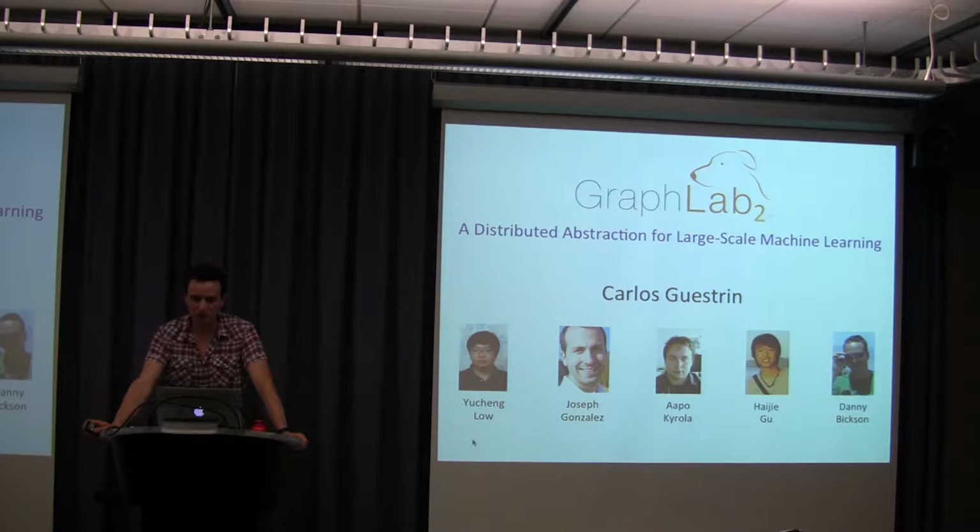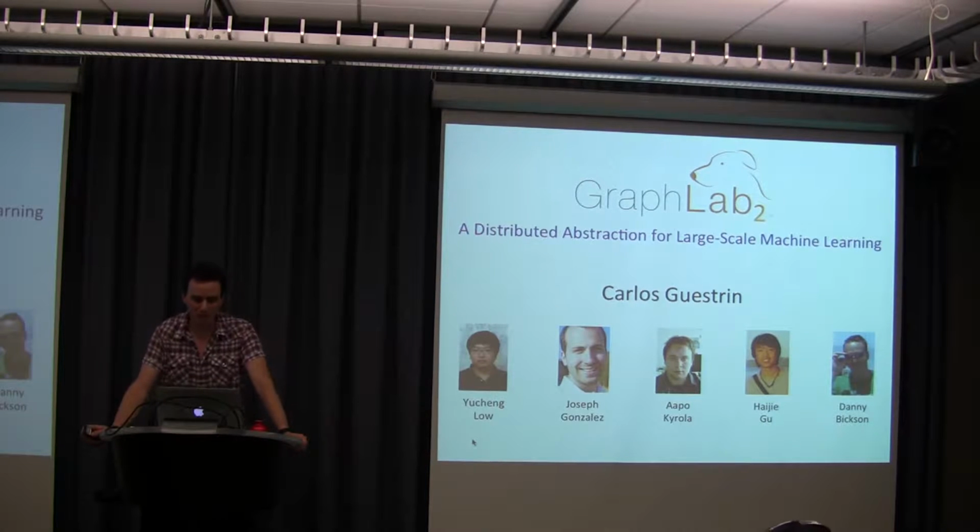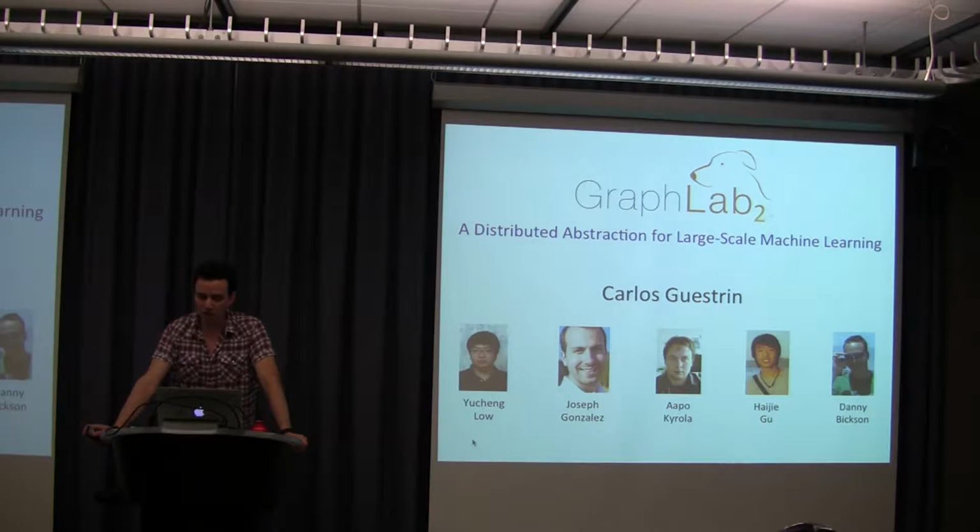And my student Yu-Cheng Lo, who's one of the leaders, has just moved to UW. And so feel free to bug him, interact with him, talk to him, make him feel welcome. That's very, very nice. The other members of the group here are Joey Gonzalez, Abu Firullah, and Jay Gu, and then my postdoc, Danny Dixon.